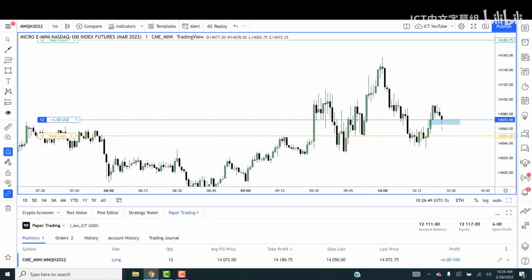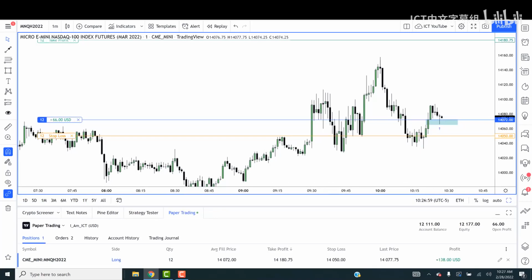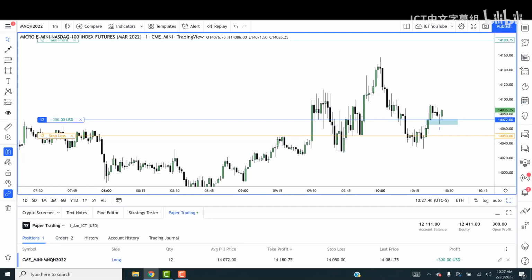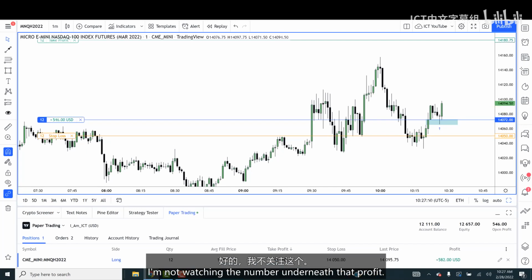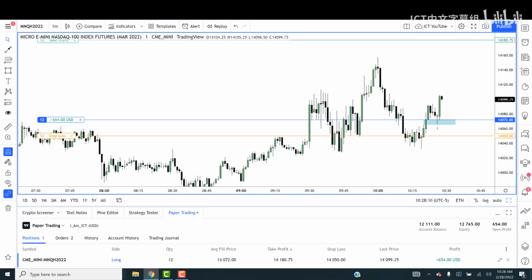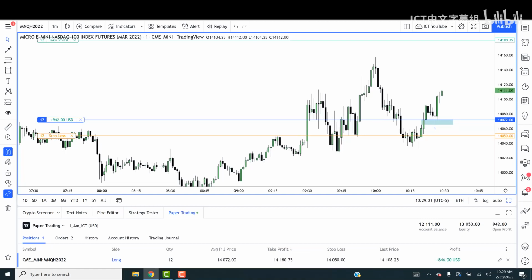Okay, and I'll show you where we're at. So there's the closure of the fair value gap. Now I'm watching price. I want to see it start expanding on the upside. I'm not watching the number underneath that profit. That's not what I'm watching. I'm watching the candles. Is it constantly going towards that small little fair value gap around 14,122 to 14,138 or so? I want to see it go through that.